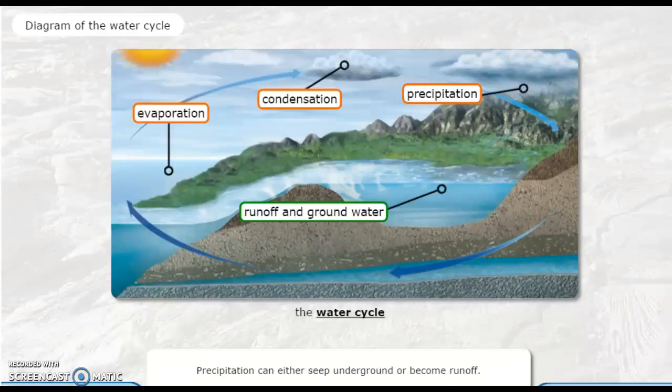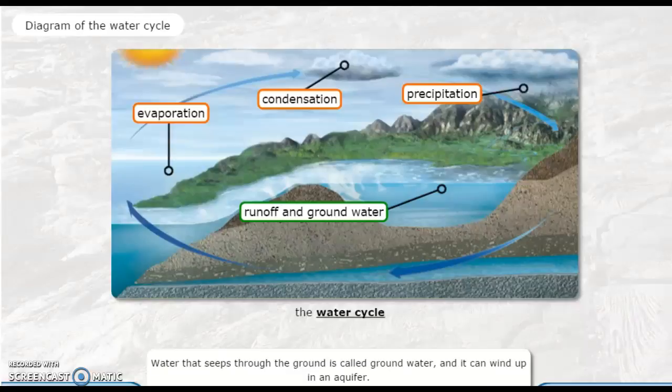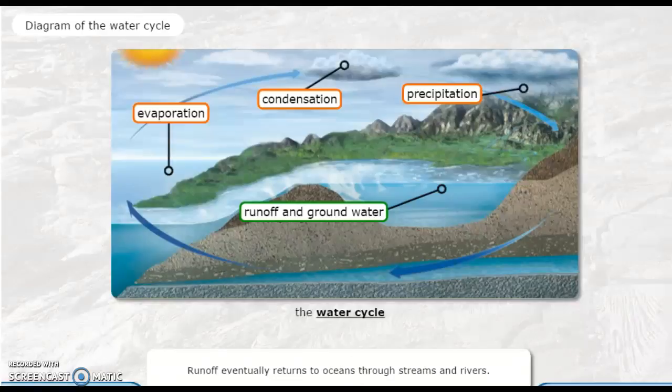Precipitation can either seep underground or become runoff. Water that seeps through the ground is called groundwater, and it can wind up in an aquifer. Runoff eventually returns to oceans through streams and rivers.